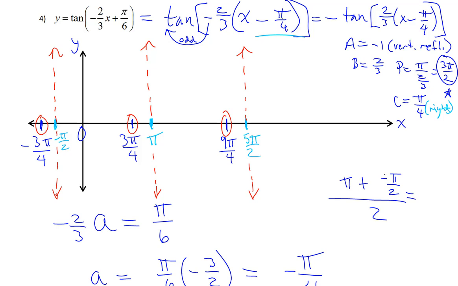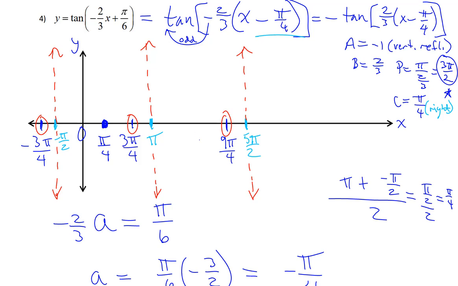So pi plus negative pi over 2 is the same thing as pi minus pi over 2, which is pi over 2. So really I have pi over 2 over 2, which is pi over 4. So what does that mean? That means at positive pi over 4, I will have my x-intercept.